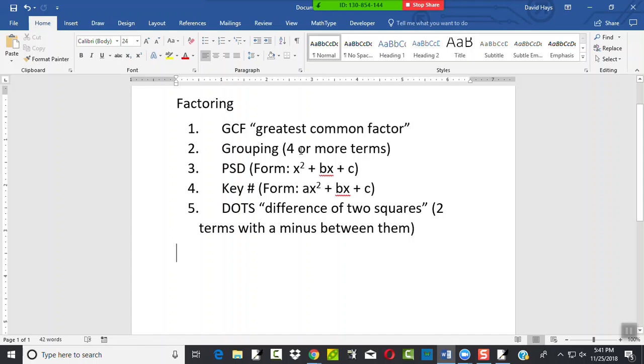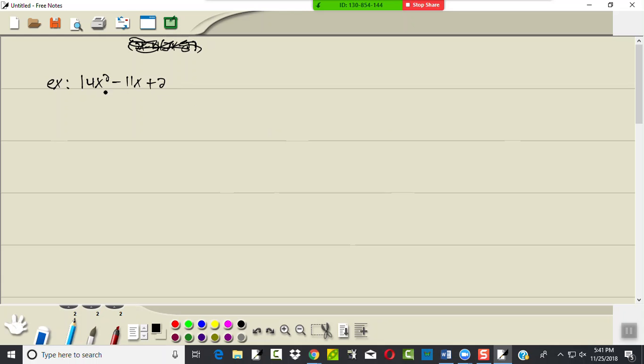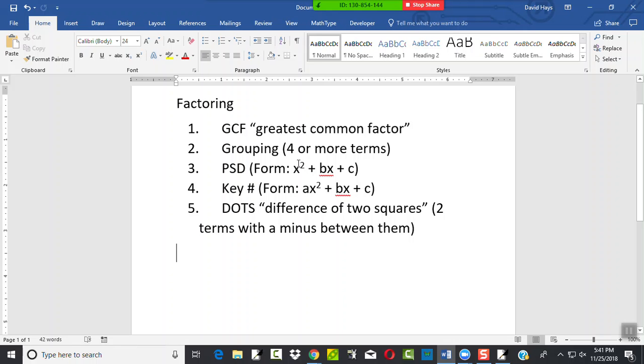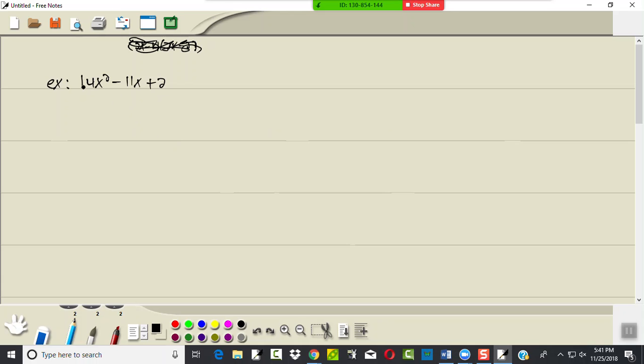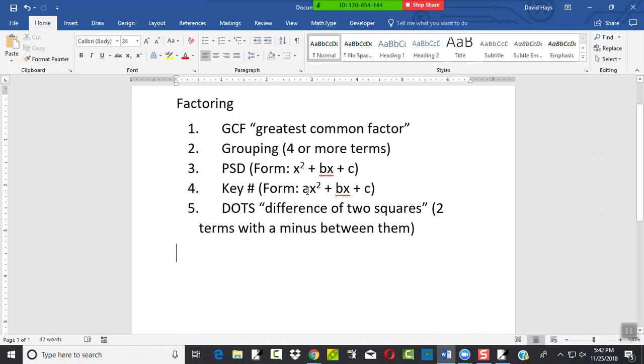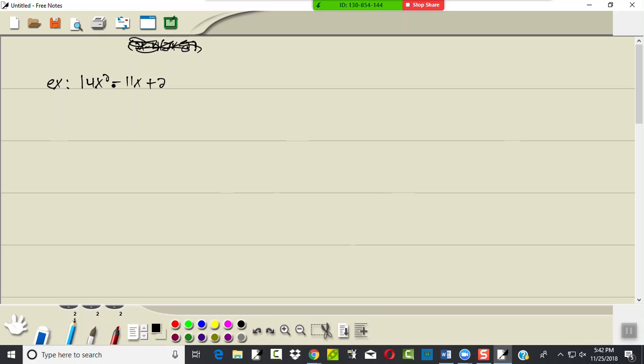There is no GCF because all three terms have nothing in common. Grouping is for four terms, so that doesn't fit. PST is close, but PST says you have an x squared, x, no x, and there's no number in front of the x squared. We have a number in front of our x squared. Key number says ax squared plus bx plus c. Typically they're integers. Don't worry too much about what a, b, and c represent. We're looking for x squared, x, no x, with a number in front of the x squared. If this fits the form, this would be key number.